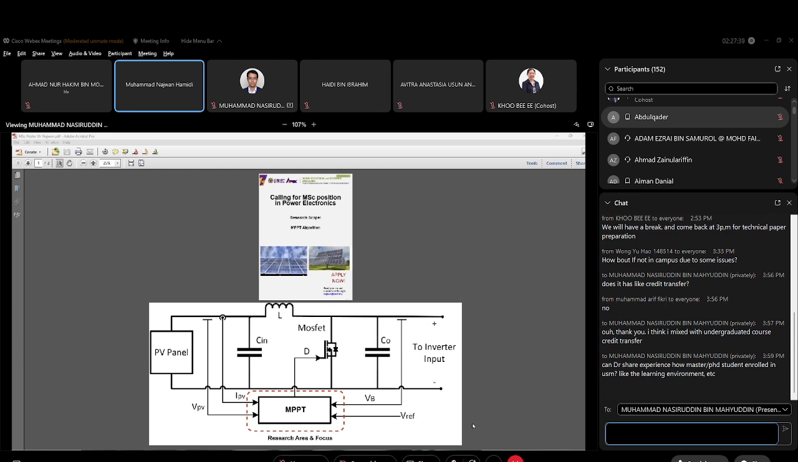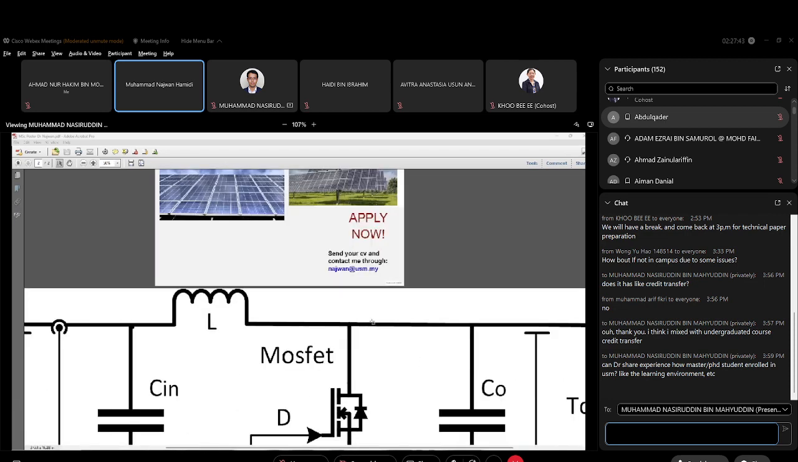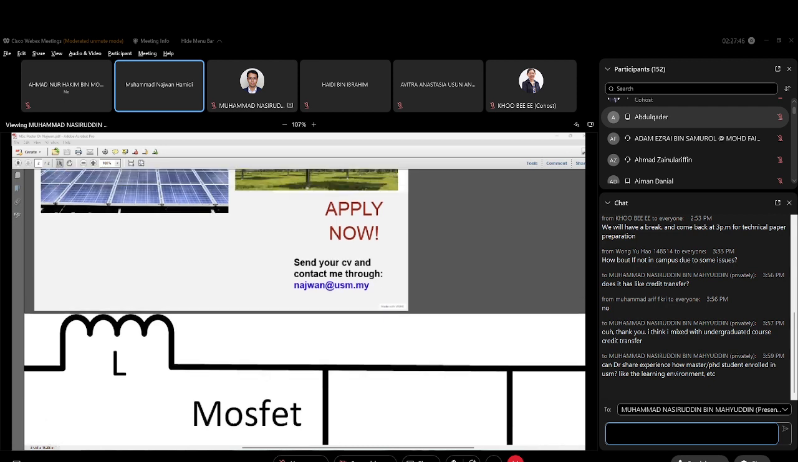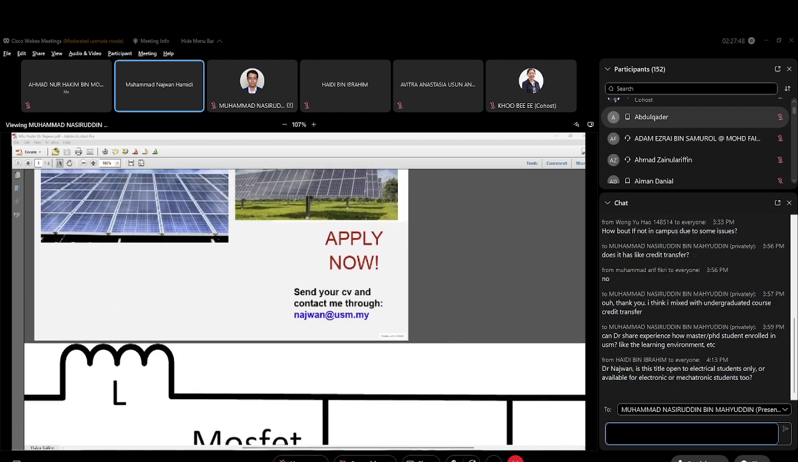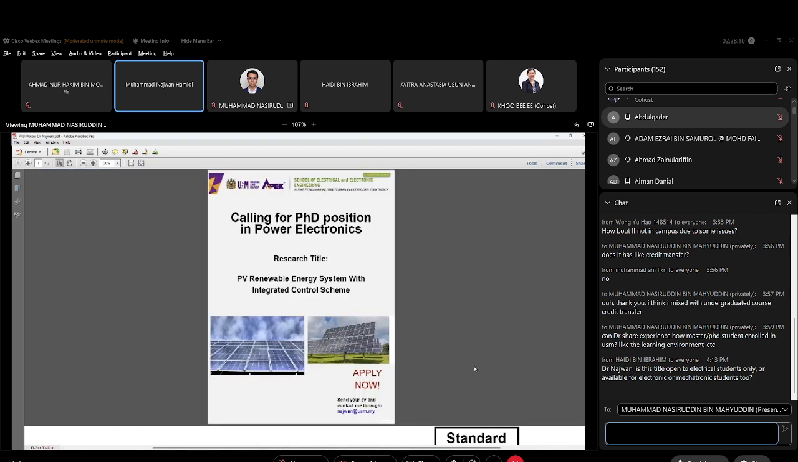So I believe those who are interested can contact me for this position. And just to be clear with you, currently I am applying for grants. So if everything goes well, maybe once you have graduated, I might have received the grant so we can work on this together. All right, maybe now we could look at the PhD position.